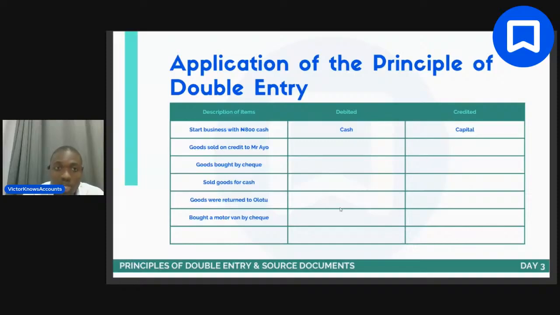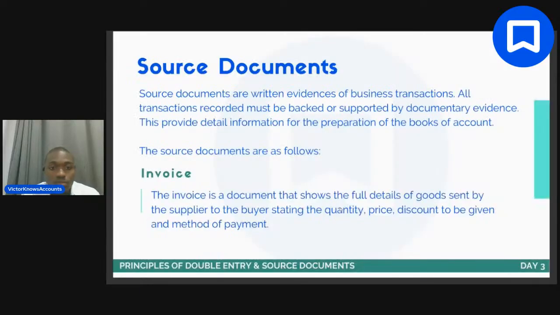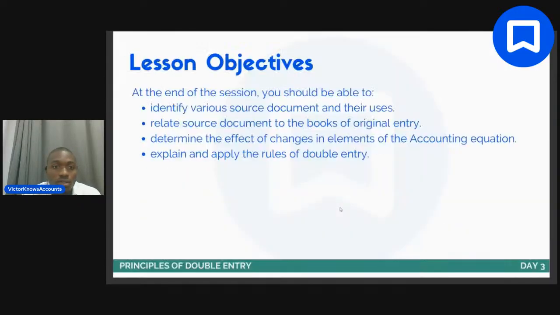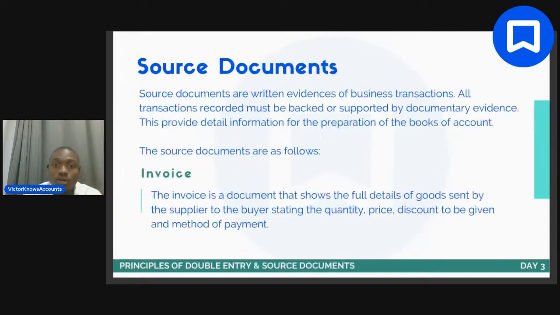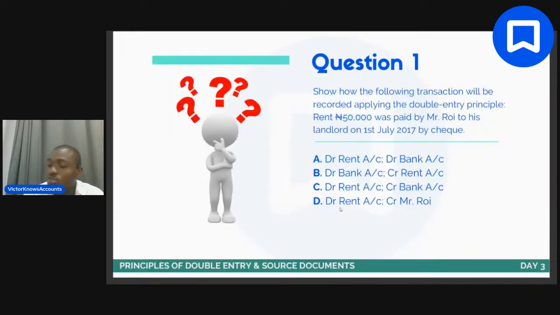All right, so that's it for the application of the principles of double entry. In our next lecture, we are going to explain other rules, and then we are going to talk about ledgers, trial balance, correction of errors.